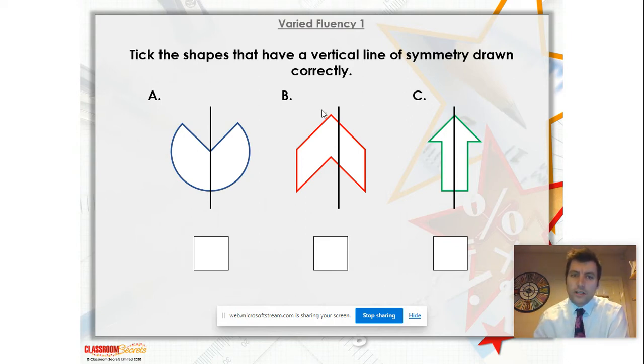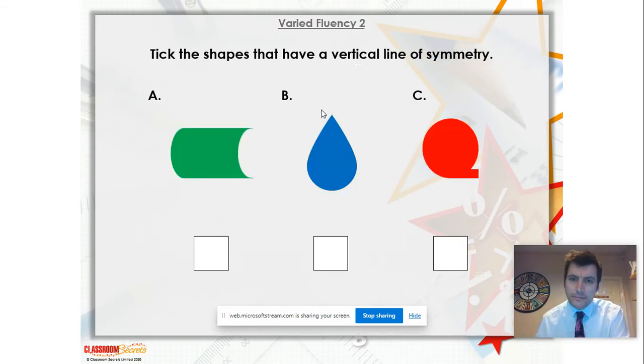Well done, guys. I'm sure lots of you are shouting out that A and C are correct. And we can see that B isn't, because if that were a mirror, the left-hand side of that grey shape is greater than the right-hand side. So they're different. And if they're symmetrical, they'd be the same.